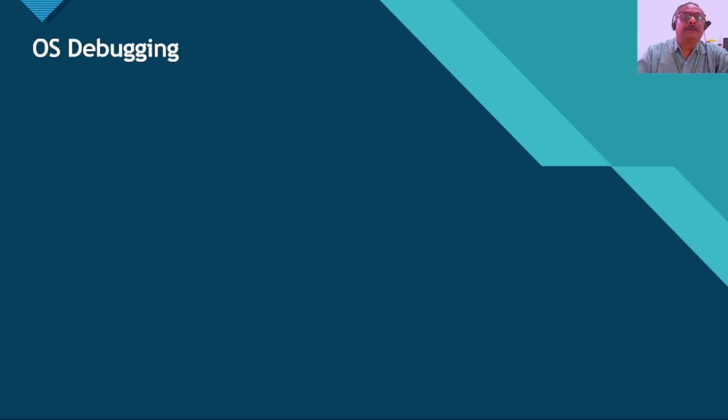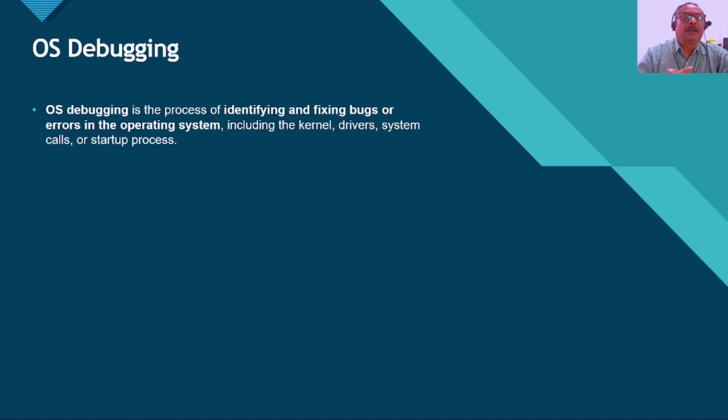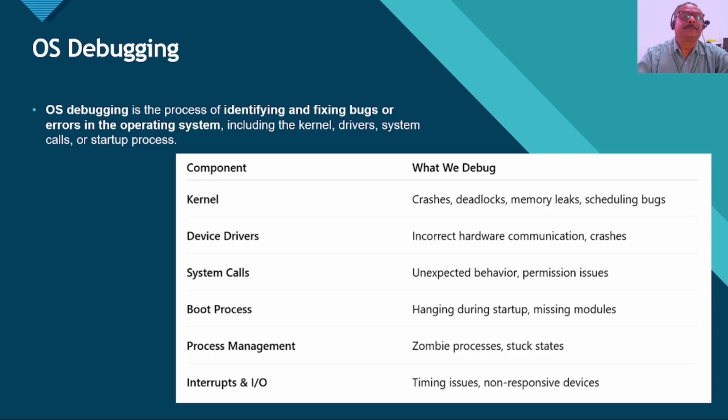So let's see what exactly OS debugging consists of. It's a process of identifying and fixing bugs or errors in the operating system, including the kernel, drivers, system calls, and the startup process. So these are the various components that we need to debug.